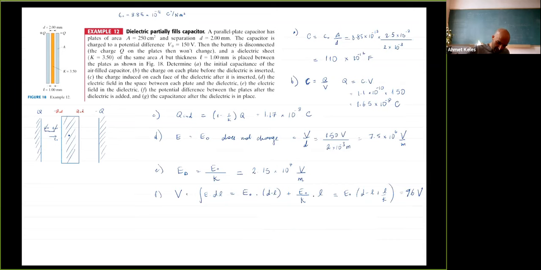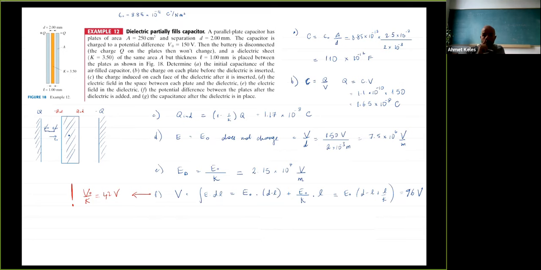Here what is important is you have to be careful. This is not equal to V0 over K simply, right? This is like a warning. If you calculate V0 over K, 150 divided by 3.5 is something like 42.8, about 42 volts. So we didn't get that, okay? And this is because the dielectric is not filling the space entirely. So that's important.